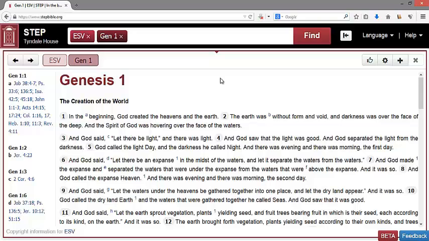Imagine you wanted to know the exact meaning of a particular word in this passage. To do so, you only need to hover your mouse cursor over that particular word. Now, since we are in Genesis 1, why not hover our mouse over the word hovering in verse 2?